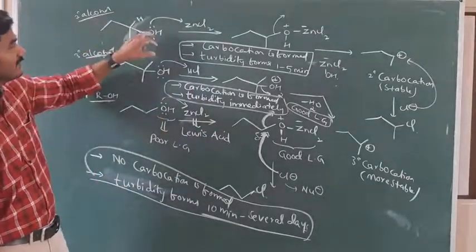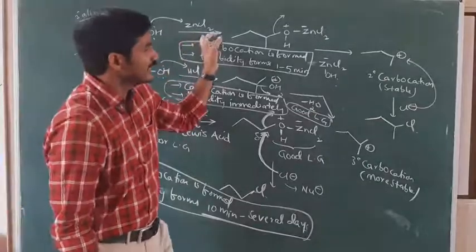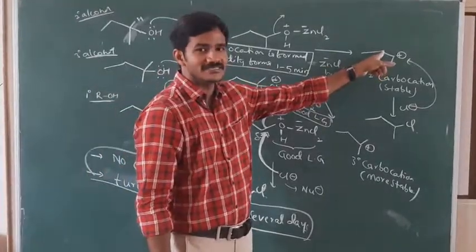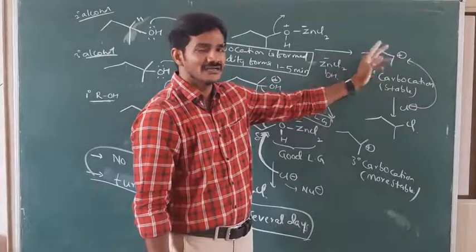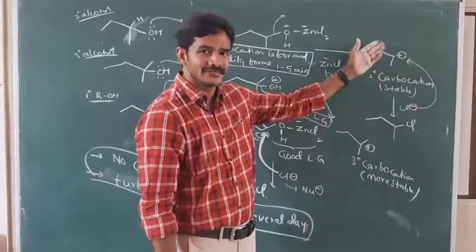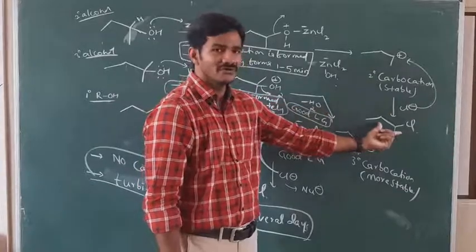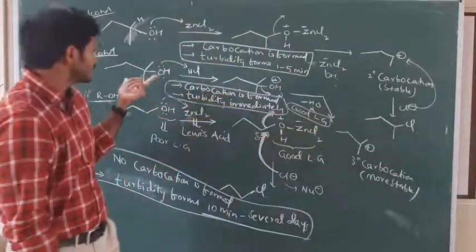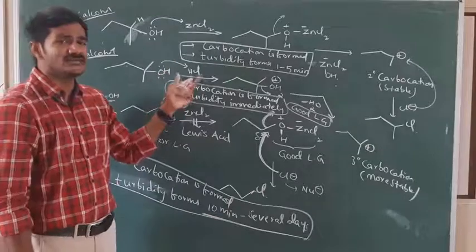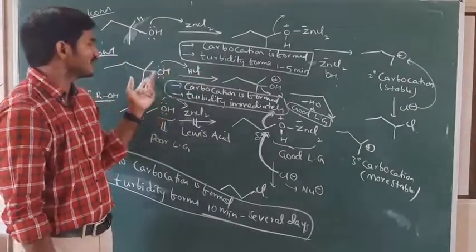And secondary alcohol, if I take, I am taking ZnCl2, and it forms the carbocation because a secondary carbocation is formed here, which is a little bit stable compared to primary, so it can form. After formation, the nucleophile attacks here and it can form the halo compounds. Whereas tertiary alcohol does not require ZnCl2 because tertiary alcohols are more reactive.